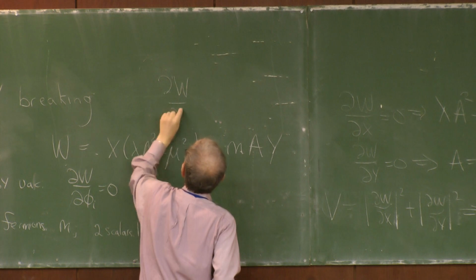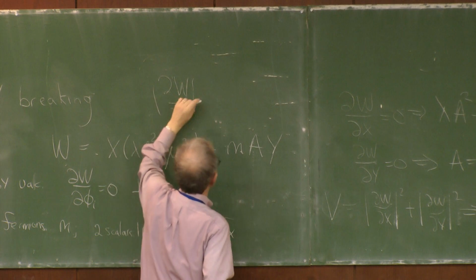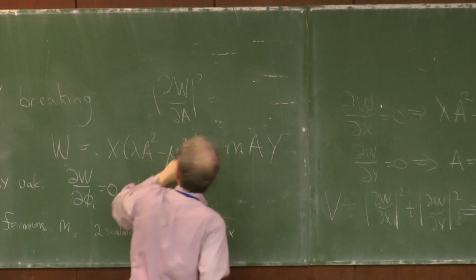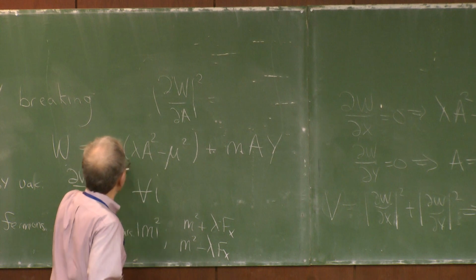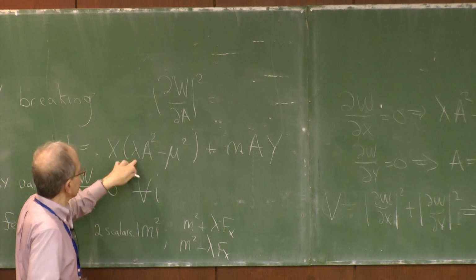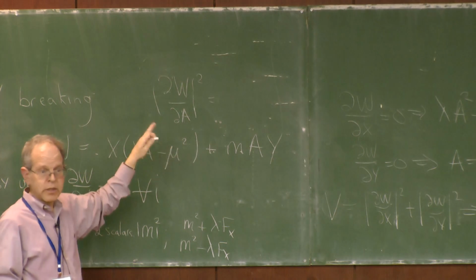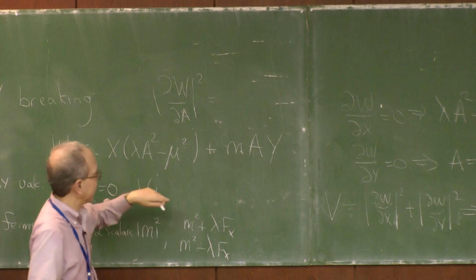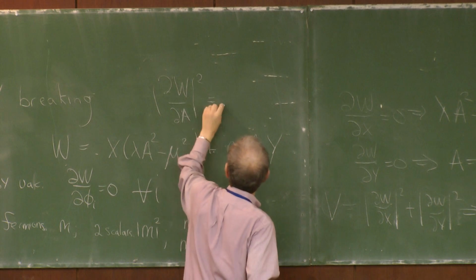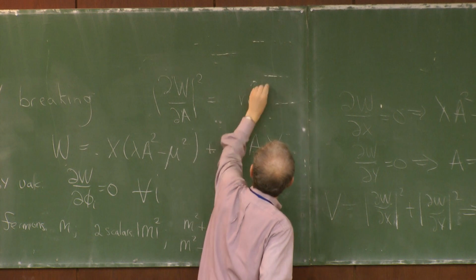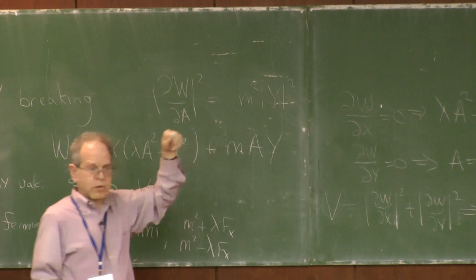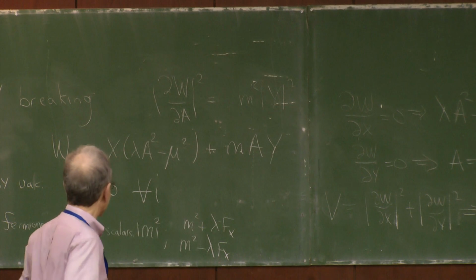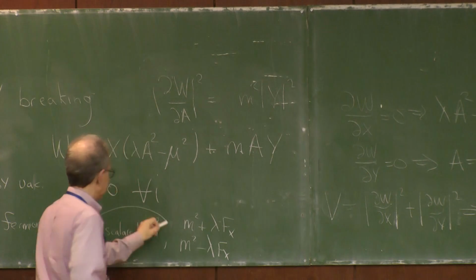So let's look at dW/dY squared, for example, and dW/dA squared. I'm sorry, dW/dA squared contains terms. It's got this lambda A X squared, so that's some quartic term where all the fields have zero expectation value. All I care about is the dot dot dot plus m squared Y squared. So Y is a complex field. The real and imaginary parts both have mass squared m squared. So that's the two scalars with mass squared m squared.